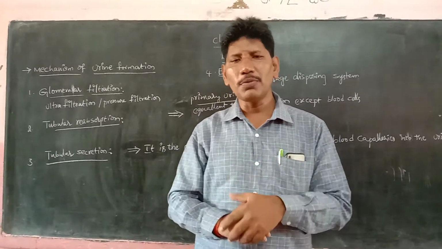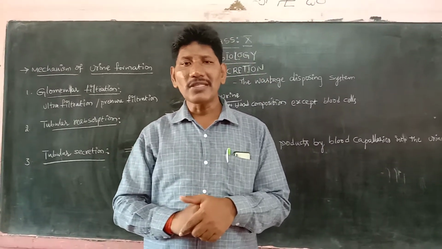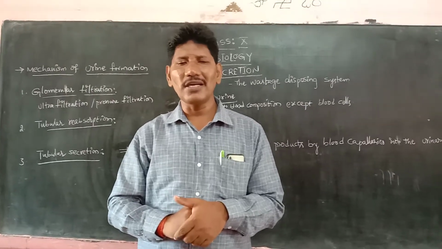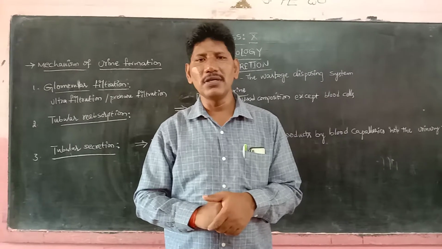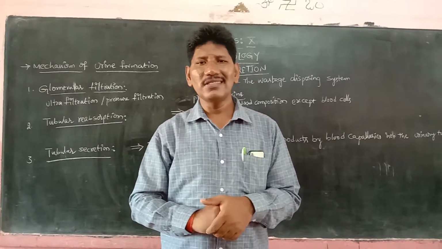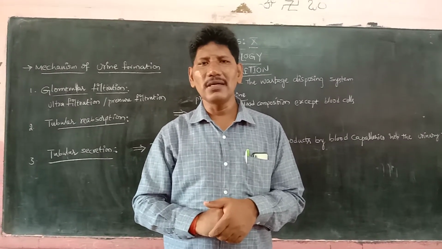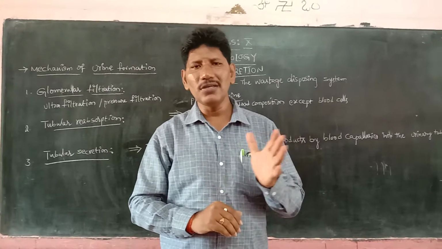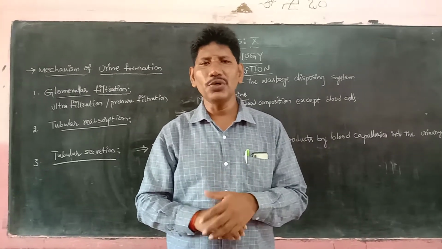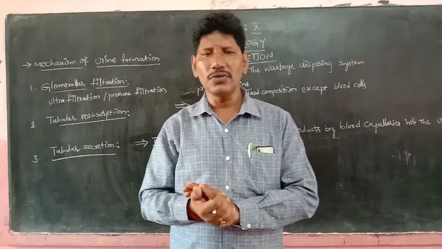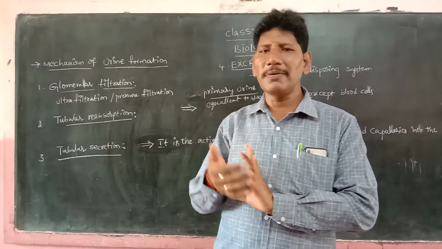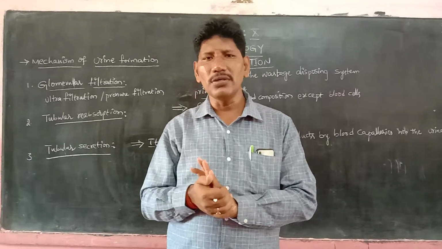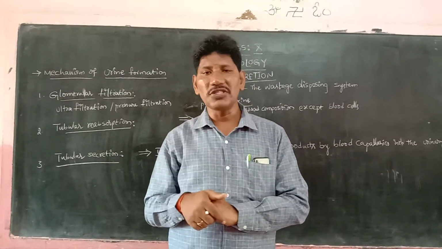The renal tubule is the second part of the nephron. It consists of three portions. One is the proximal convoluted tubule, or first convoluted tubule. The second is the loop of Henle. The third is the distal convoluted tubule, or DCT. So: PCT, loop of Henle, DCT. We learned these in the previous video. Let us come to today's session, where we are going to discuss the mechanism of urine formation.